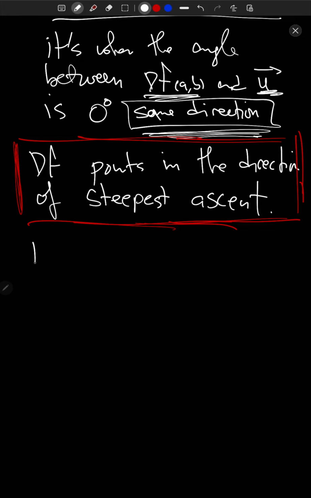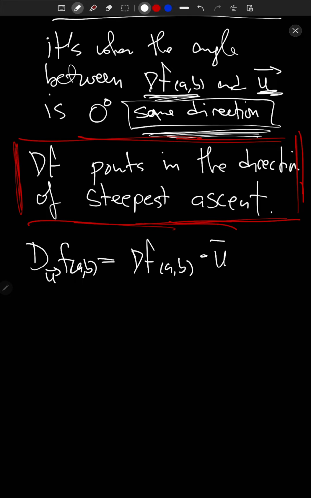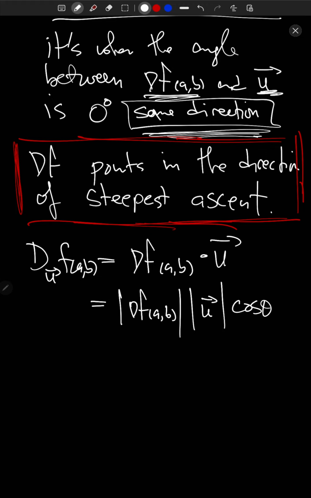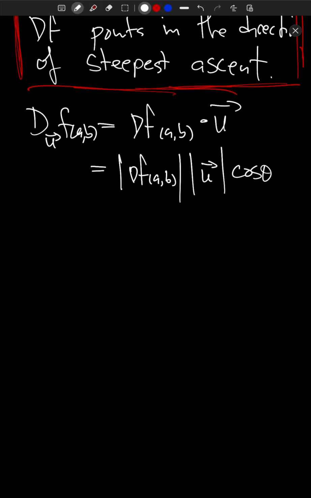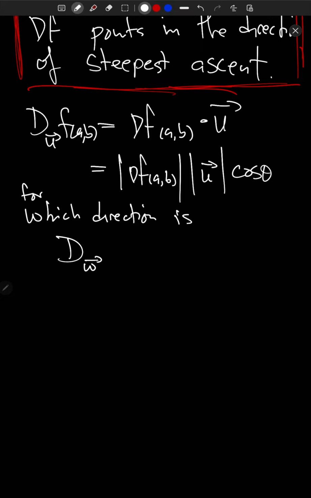Okay. Again, what was the directional derivative? Our formula was this at AB, right? Gradient f at AB dot u. This was equal to the length of gradient f at AB times the length of u times cos theta. We asked the question, for which w is the directional derivative as big as it can be. What about this? For which direction is the directional derivative of f at AB as negative as it could be?